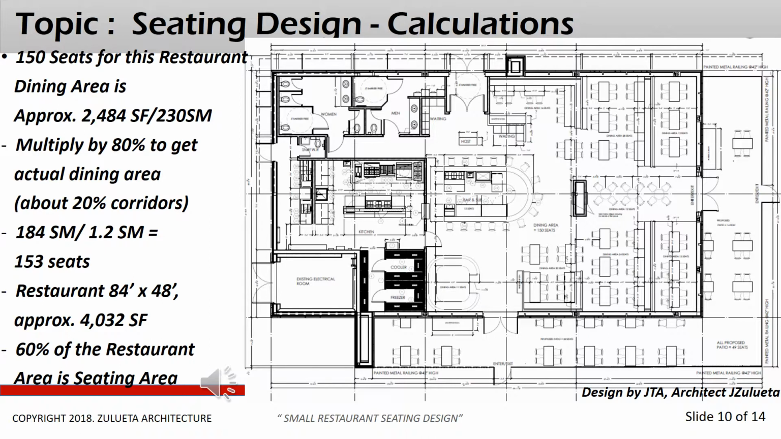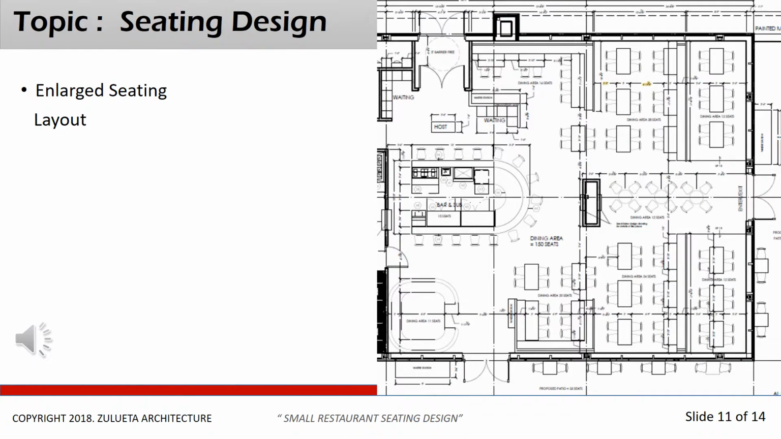So the calculation is pretty close to the proposed number of seats. The restaurant is 84 feet by 48 feet, approximately 4,032 square foot. So 60% of the restaurant area goes to seating. For this slide, I'm showing the seating as an enlarged layout.